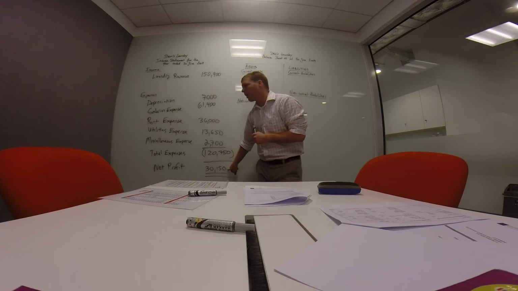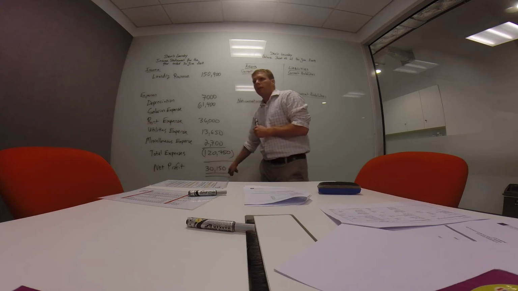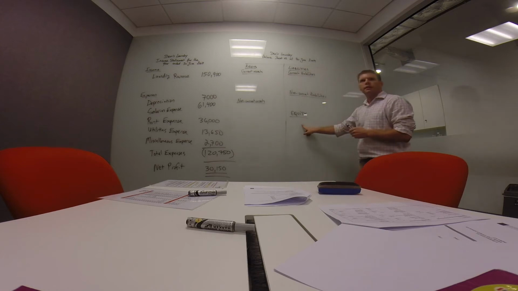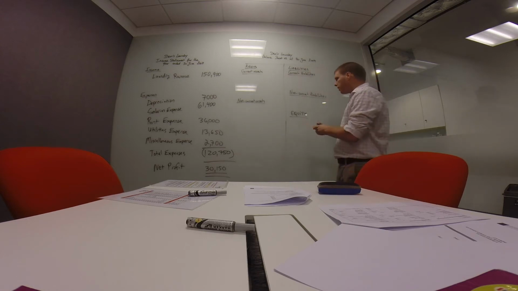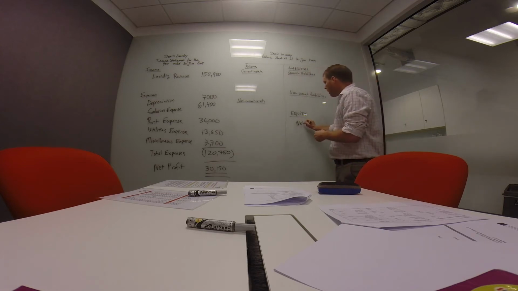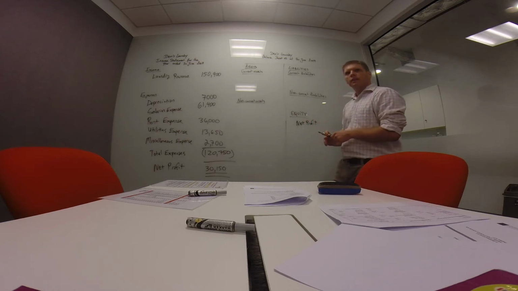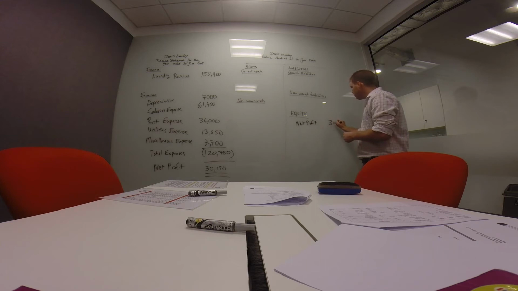Now we know that the profit belongs to the owner, and so we need to move that profit to the equity section of our balance sheet. So in the equity, I'm going to add net profit, and in this example, we have $30,150.